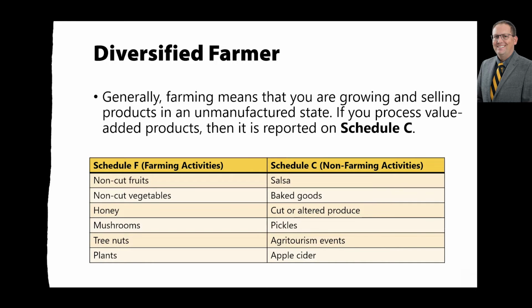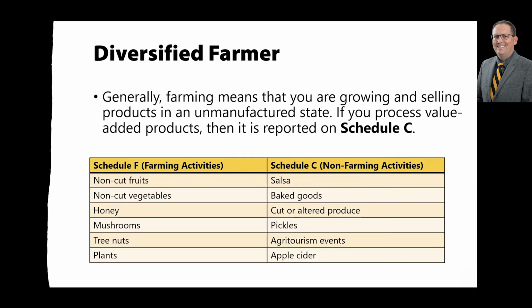Things that might fit on the Schedule C side of your tax return are what they call non-farming activities. Maybe you're taking some of your tomatoes and making salsa. Maybe you're doing baked goods. Maybe you're making things like apple cider or pickles. Maybe you're taking some of your produce and preparing it or cutting it in some way. Those kinds of things tend to go on the Schedule C side of the tax return as well.